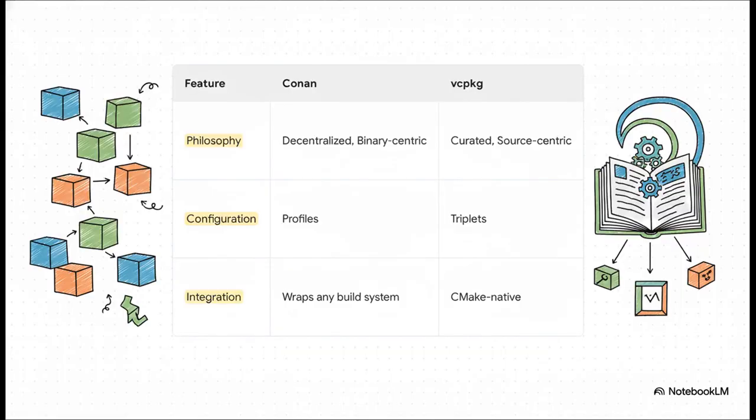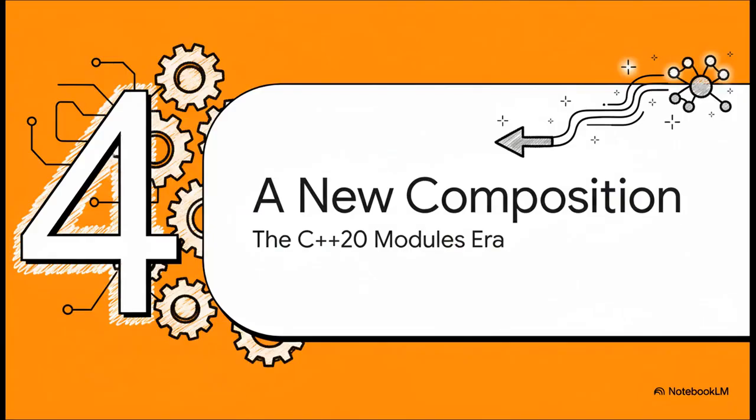So to try and solve this mess, package managers showed up, and they generally follow two main philosophies. On one side, you have tools like Conan, which are all about finding and downloading pre-built binary packages that match your system. On the other side, there's Microsoft's vcpkg, which takes a different approach. It gives you a huge catalog of libraries and just builds them from source right on your machine, integrating beautifully with CMake.